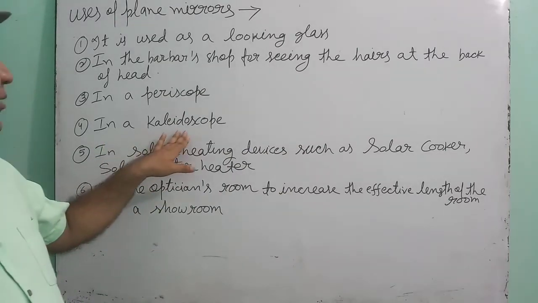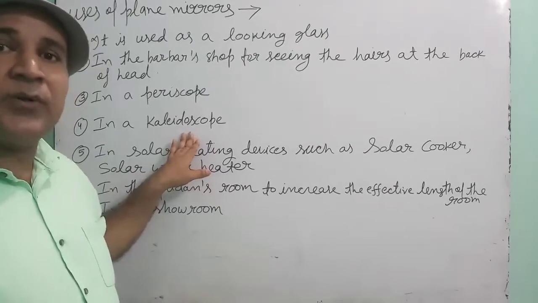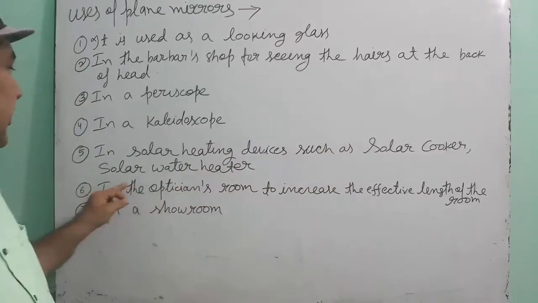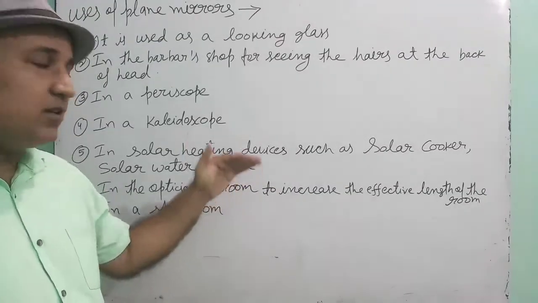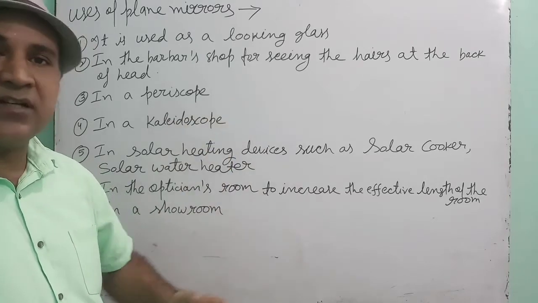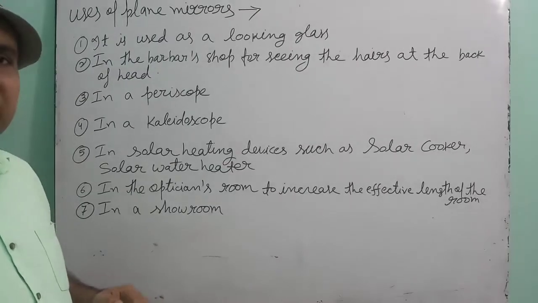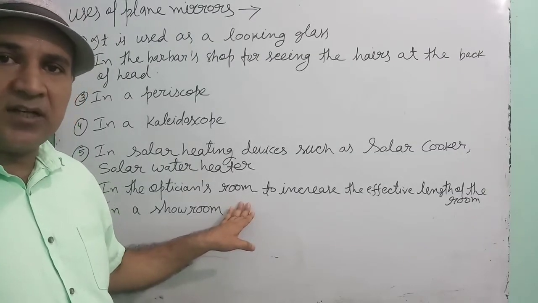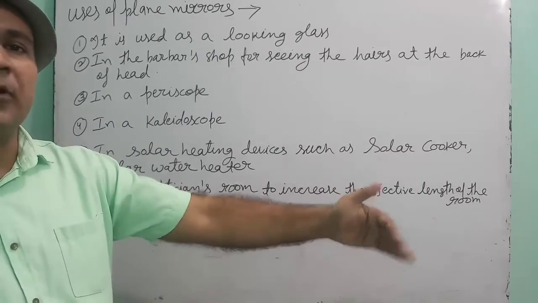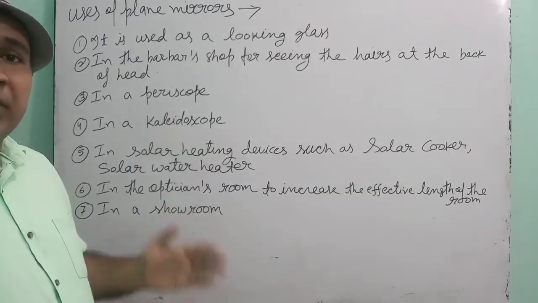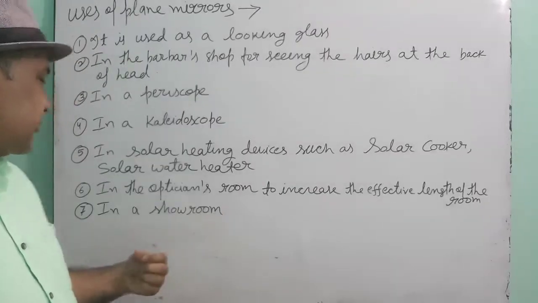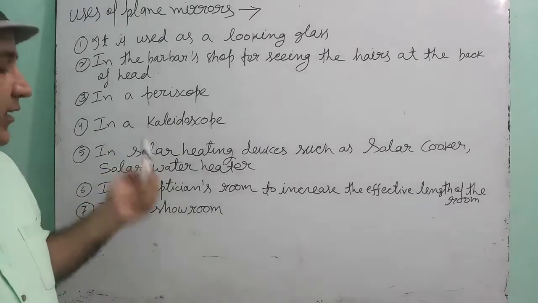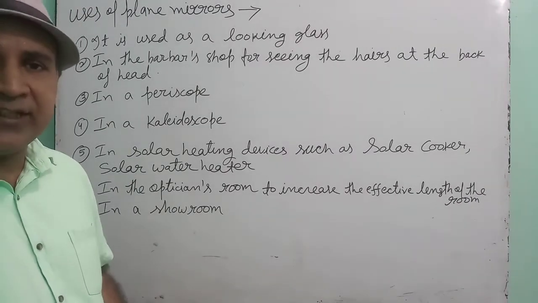Okay. Similarly, plane mirrors are used in kaleidoscope also. In solar heating devices such as solar cooker and solar water heater, children, in these devices also plane mirrors are used to reflect the sunlight. In the optician rooms also the plane mirrors are used so that the effective length of the room can be increased. It looks a big room if the plane mirrors are used. Now in a showroom also we see the plane mirrors. So children, here your plane mirror topic is completed.